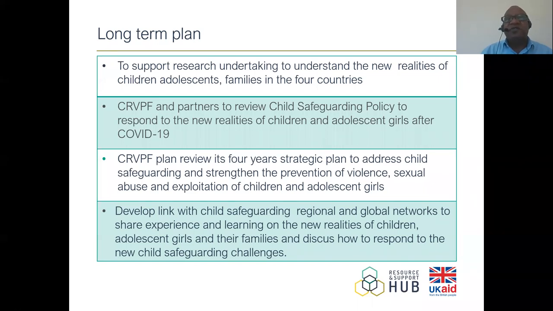We are also interested to review our safeguarding policy, together with our partners, to understand and include the new reality of children and adolescent girls. We are also interested to review our strategic plan. We are mostly working on prevention of violence, but we want to strengthen our safeguarding system in the community. We don't think community organizations alone can do this, but they have to collaborate with other actors as well. So we are encouraging our community partners to really look for strategic alliances and partnerships with community actors.